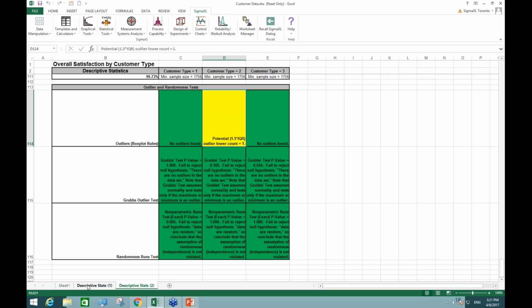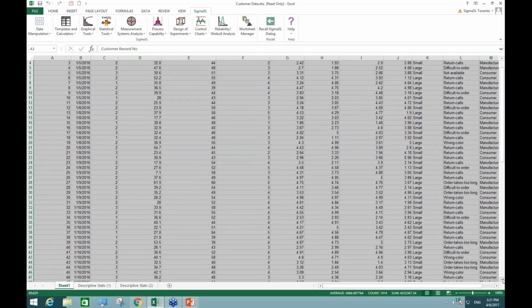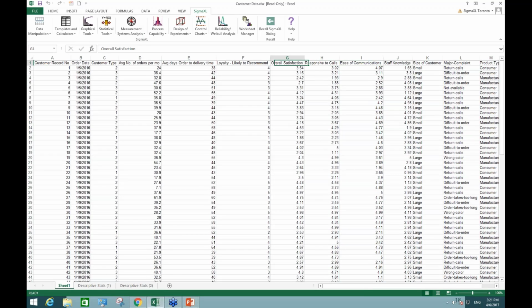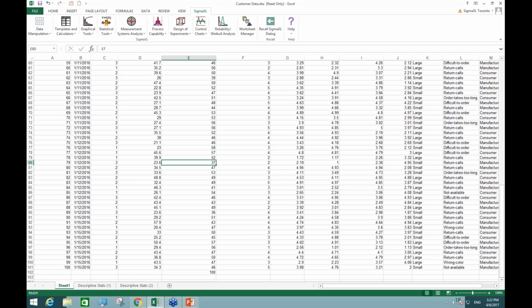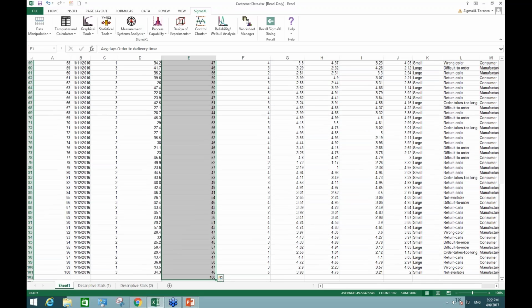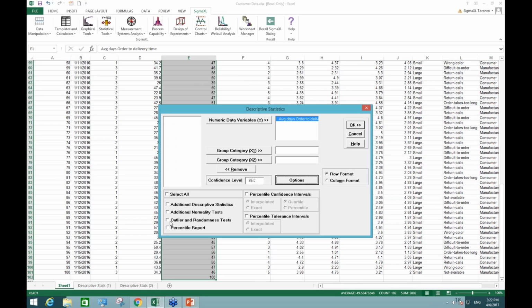What I want to do now is modify the data a little bit, and I'm going to add an extreme outlier. I have a column of data, average days order to delivery time, and I'm going to take that and add the value 100. So I'm deliberately adding an extreme outlier, and I'll select that data and run the descriptive statistics with that data, average days order to delivery time, and I'm only going to look at the outlier and randomness tests.